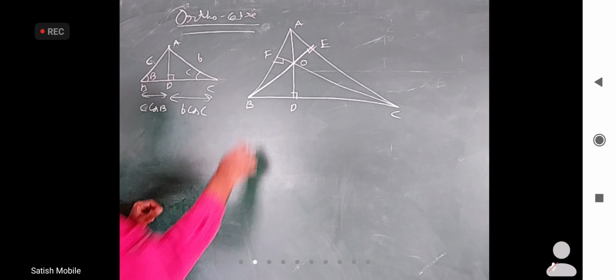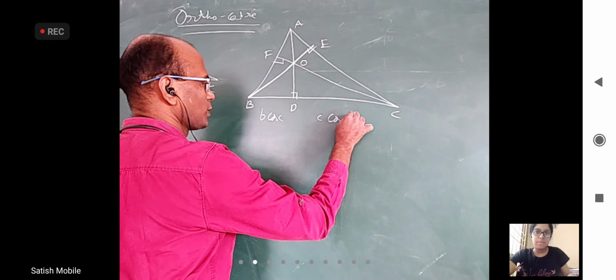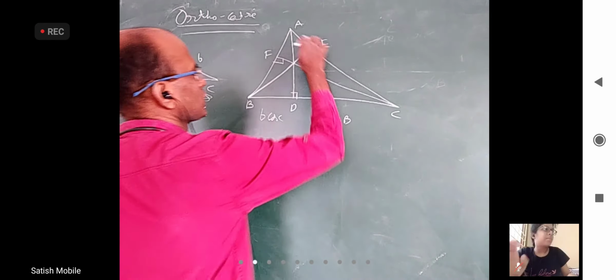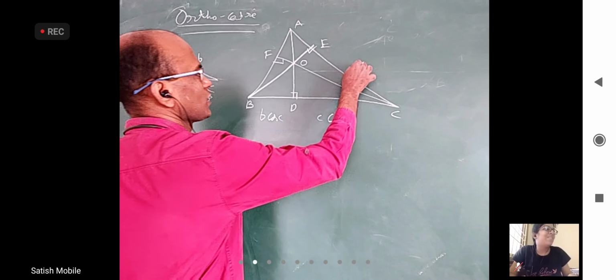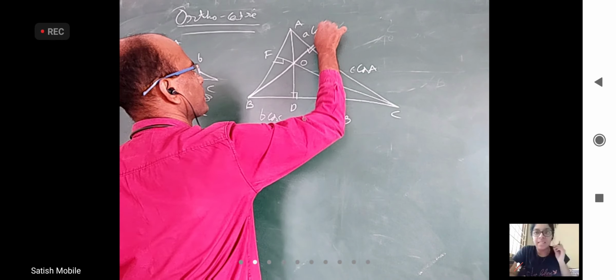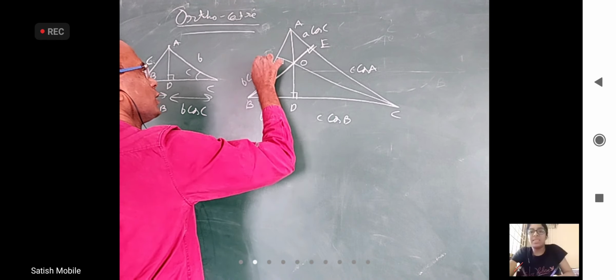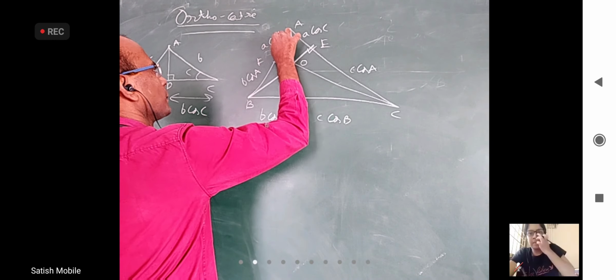Okay, so this is B cos C. This is C cos B. Coming to this, it will be C cos A, and it will be A cos C. This will be B cos A and A cos B.